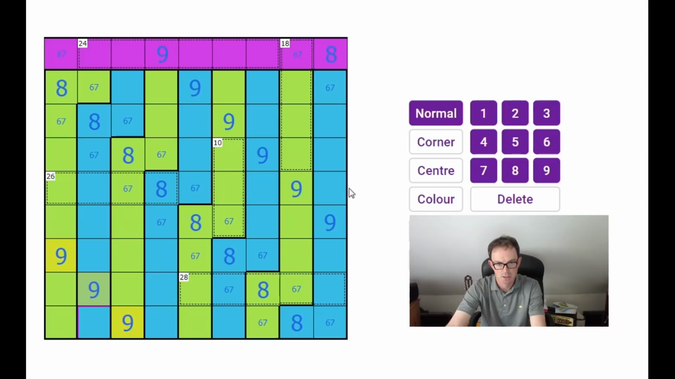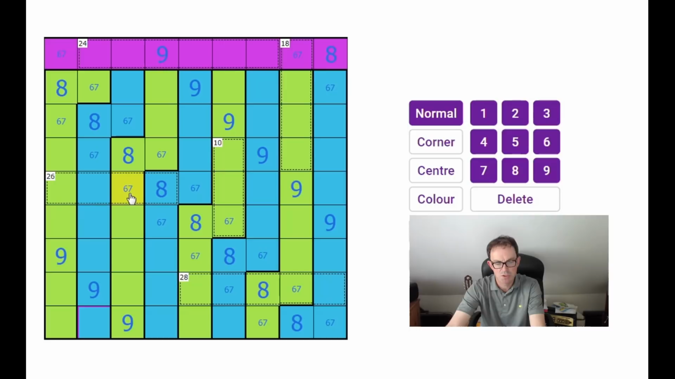Okay. So we would end up with this arrangement. Now, can this work? That is the question. So this 26 cage is getting a little bit strained because we've got an 8 in it and we could add a maximum of 7 to it using this cell. That would give us 15.